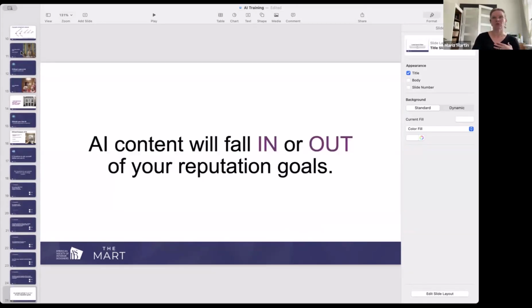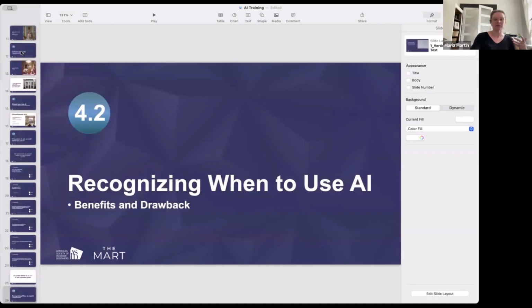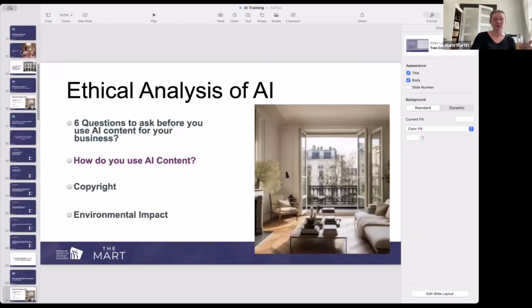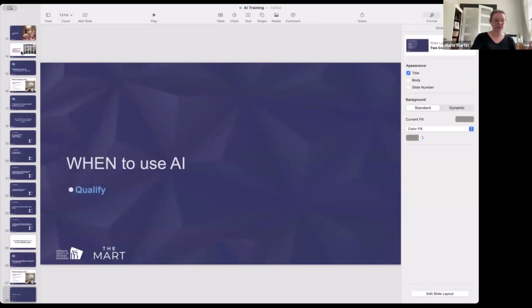And so when you have legit questions you ask yourself and your business, and you have a guideline, it's really nice because you'll always know whether it falls in or out of what the goals are, and within or without of my business's reputation. And so how would you be using AI content?